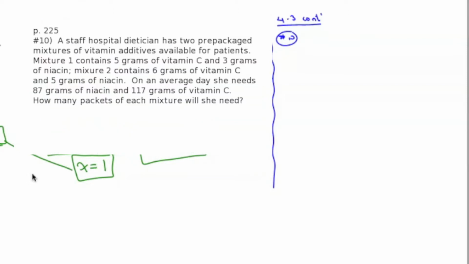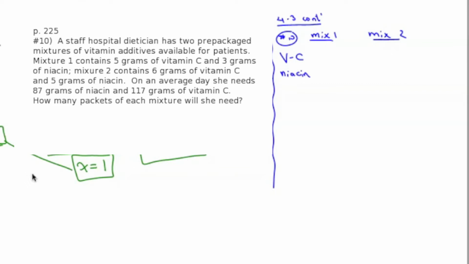She needs mixture 1, mixture 2. What do we know about mixture 1 and mixture 2? What do they contain? Niacin and vitamin C. So vitamin C, niacin. I hope I spelled that right.